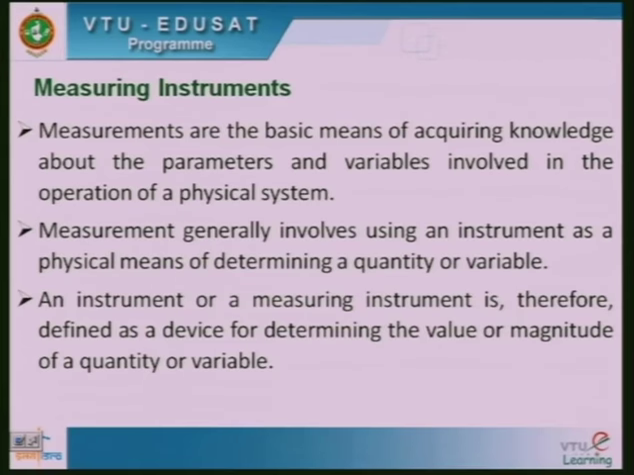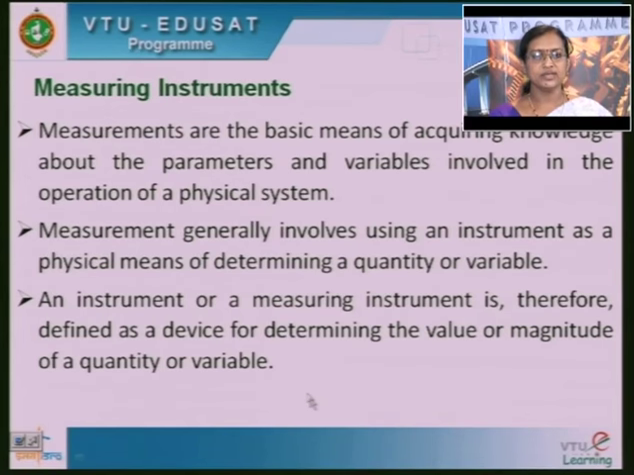Measurement generally involves using an instrument as a physical means of determining a quantity or variable. Here you used the scale as a measuring instrument to measure the diameter of the circle to get the area of the circle. A measuring instrument is therefore defined as a device for determining the value or magnitude of a quantity or variable. So, we are going to measure how much that quantity is, in terms of some units.